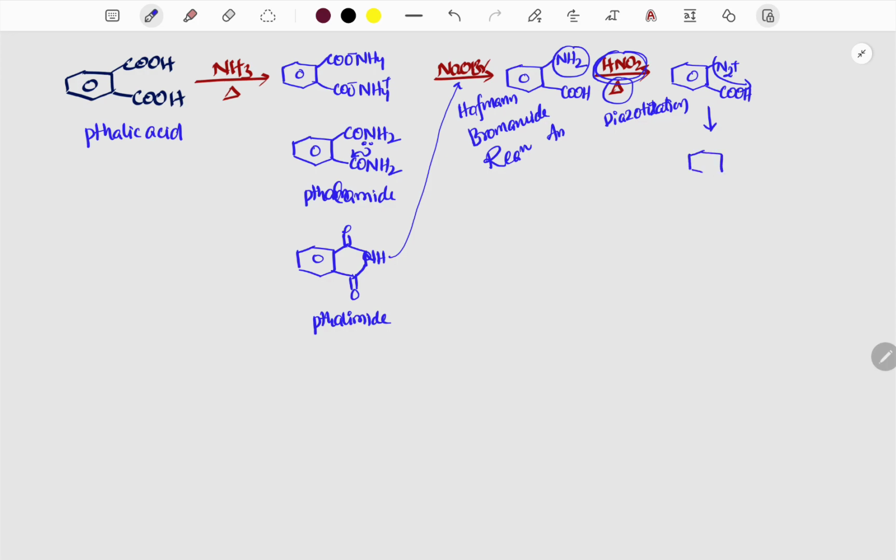And it forms the corresponding carbocation, and this carbocation finally converts into alcohol. So it is called salicylic acid.